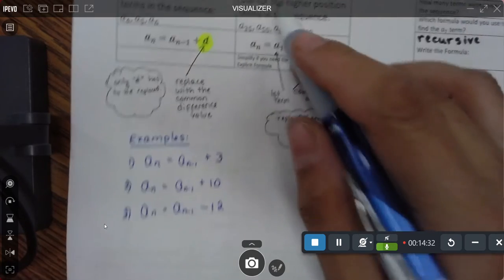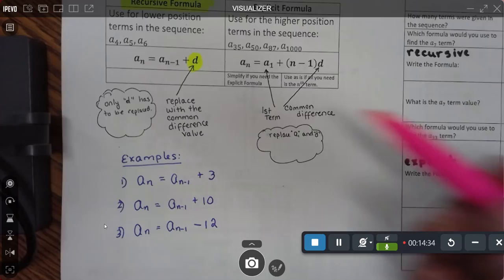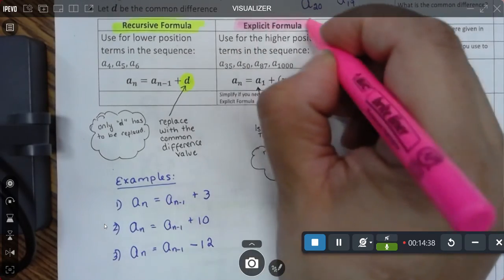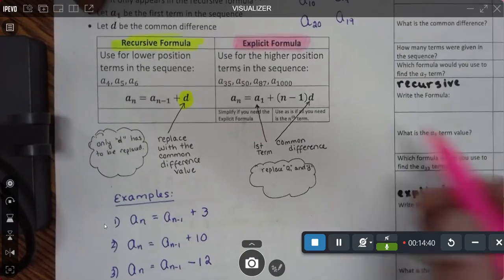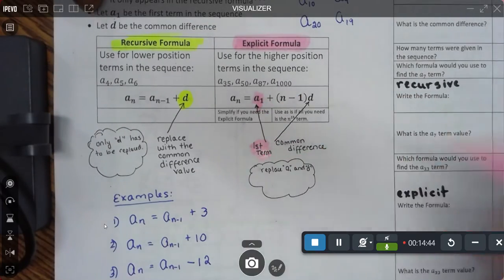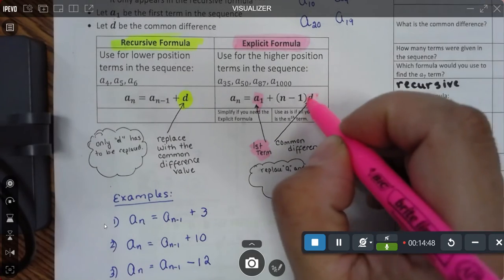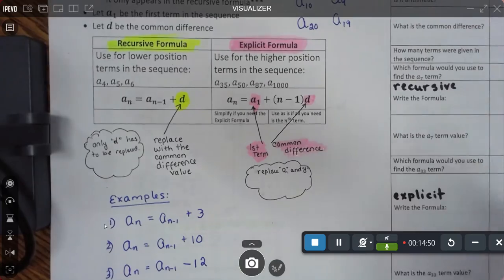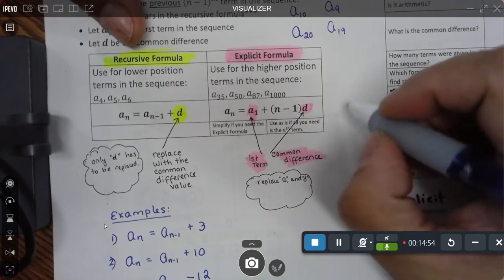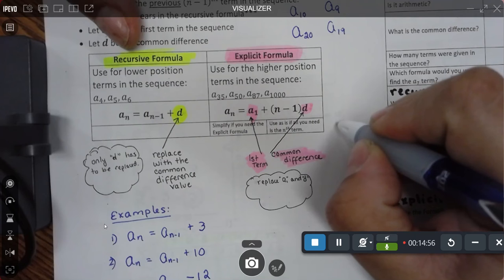All right, so explicit formulas. Let's do pink. In an explicit formula, you're going to substitute in two things. You're going to have to plug in the a sub 1, which is the first term, and the d, which is the common difference. So let's talk about this right here. Make sure you write it down. Another way, this is n minus 1 times d.